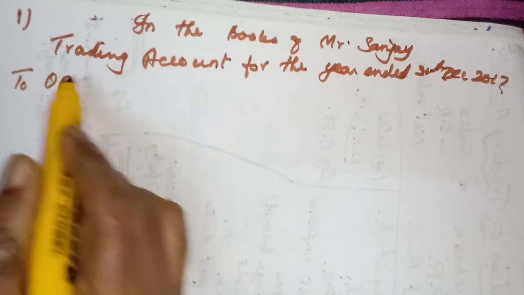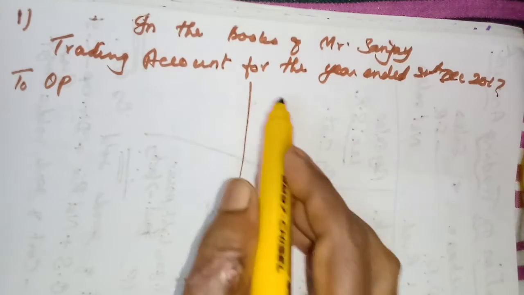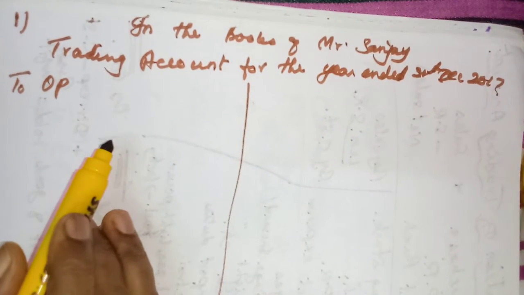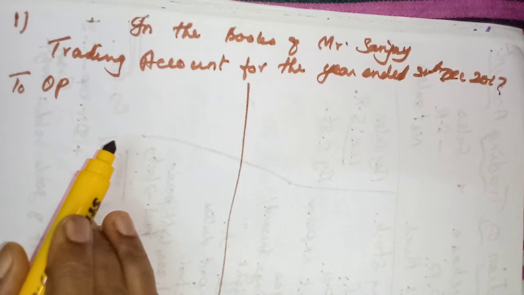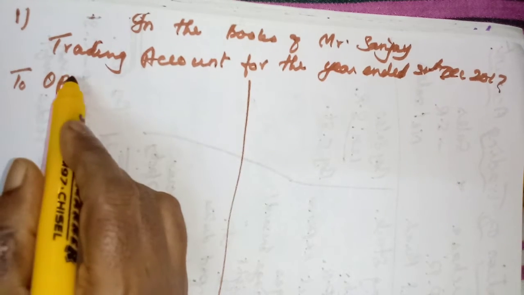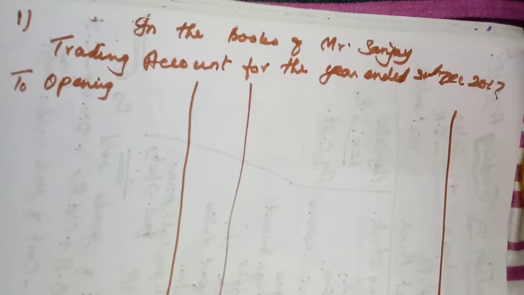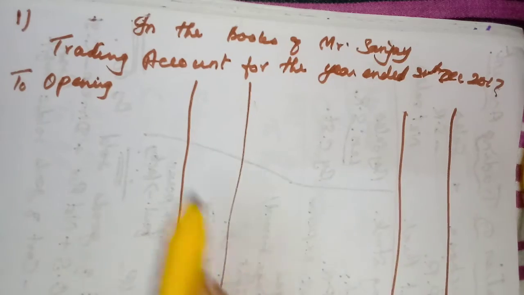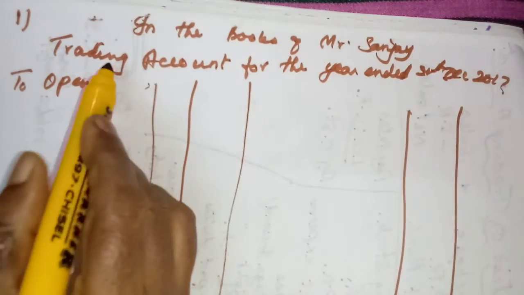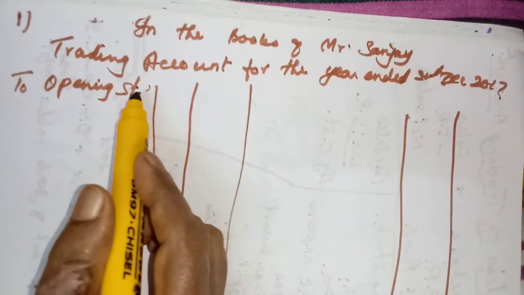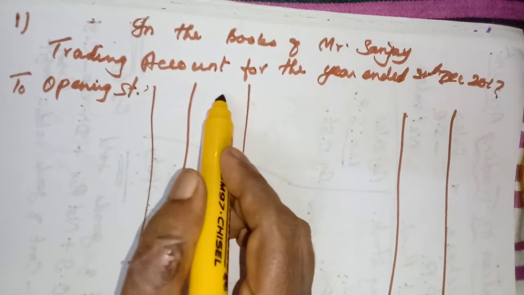It starts with the first item: to opening stock. Here, "to" is the left side page, and the right side page is for the credit side. You use both the pages. To opening stock, an amount column will be there. To opening stock 570.